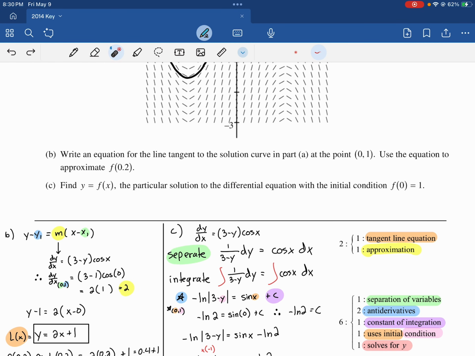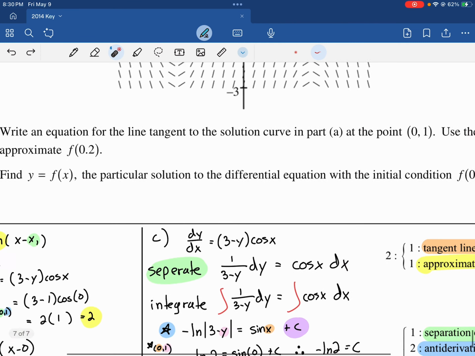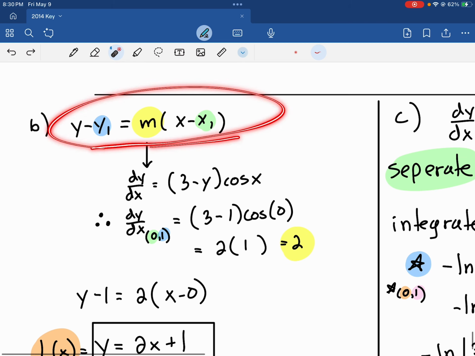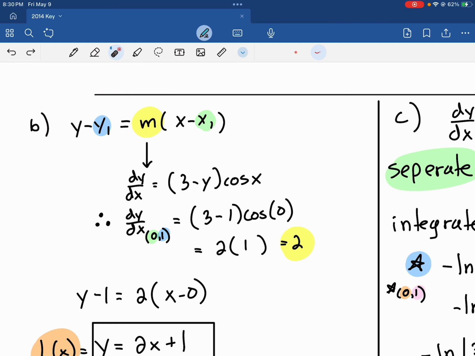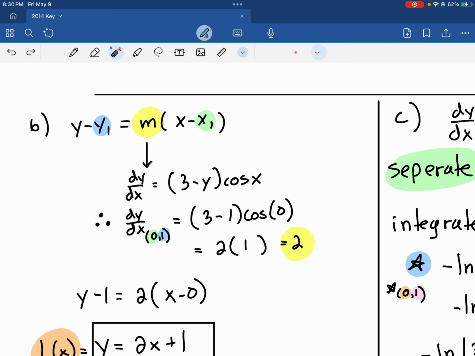Part B, write an equation for the line tangent to the solution curve in part A at the point 0, 1. I don't know exactly what it looks like, but I do know at 0, 1, it's got a steepness of about this. So I'm going to try and create that tangent line that goes through 0, 1. If I'm creating a line, you bet I'm going to bring out either point slope form or slope intercept form. I just need to find the steepness. So I have an equation there, dy/dx, to find the slope at any coordinate. What is the slope when x is 0 and y is 1? So I input 0 for x and 1 for y, and you just simplify.